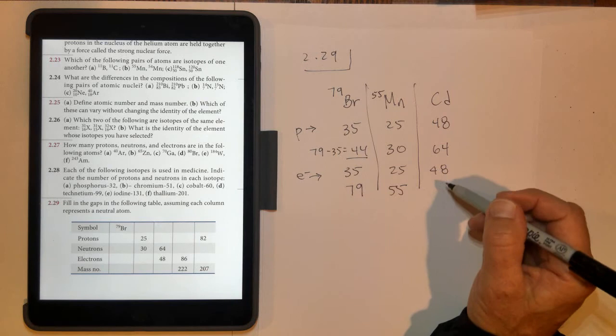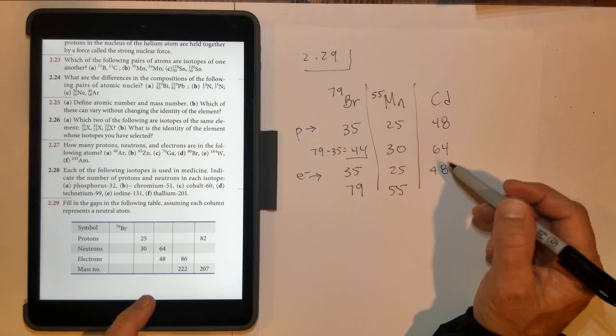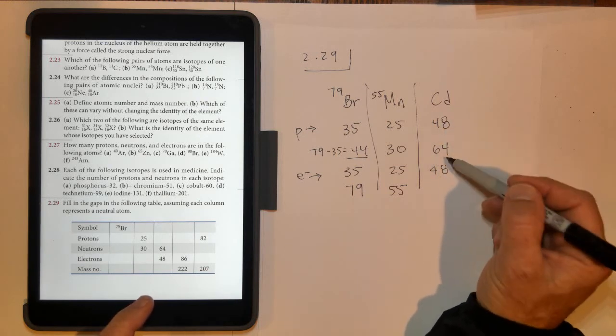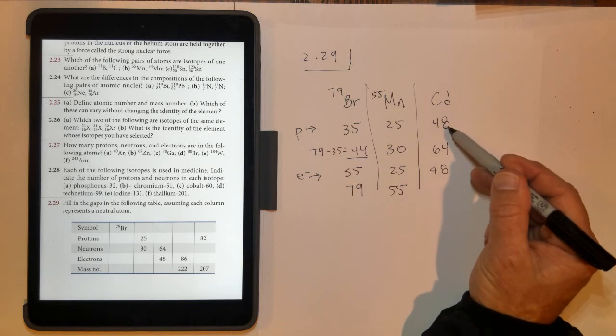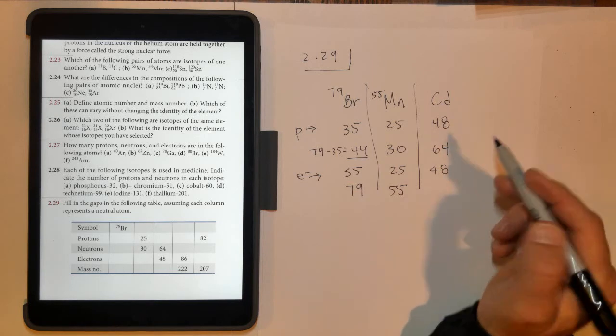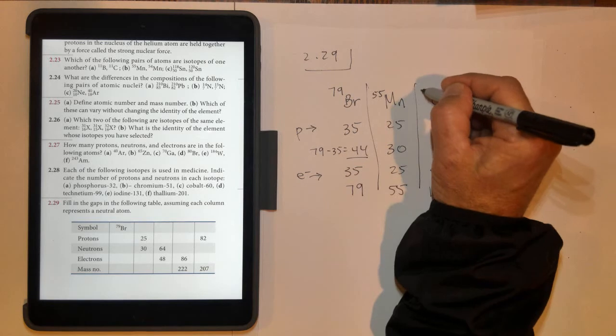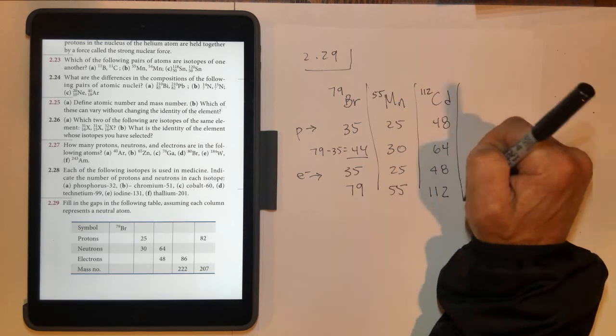And then my mass number would be the protons plus the neutrons right here, and 48 plus 64 would add up to 112, and the 112 would go in the upper left-hand corner right here.